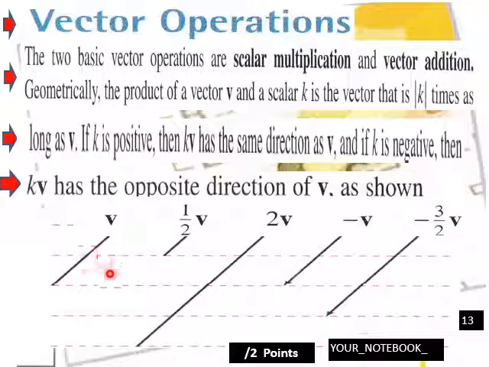So we have v here. This is 1/2 v. This is 2v. And then negative v would be going back the other way. And then -3/2 v would be going back the other way, but 1.5 times as long as v.